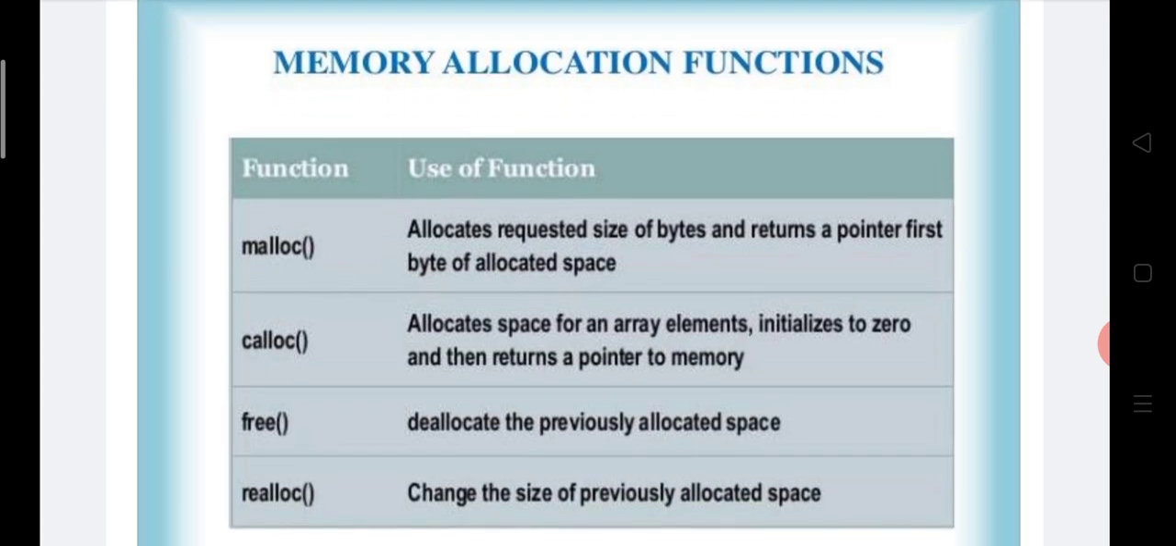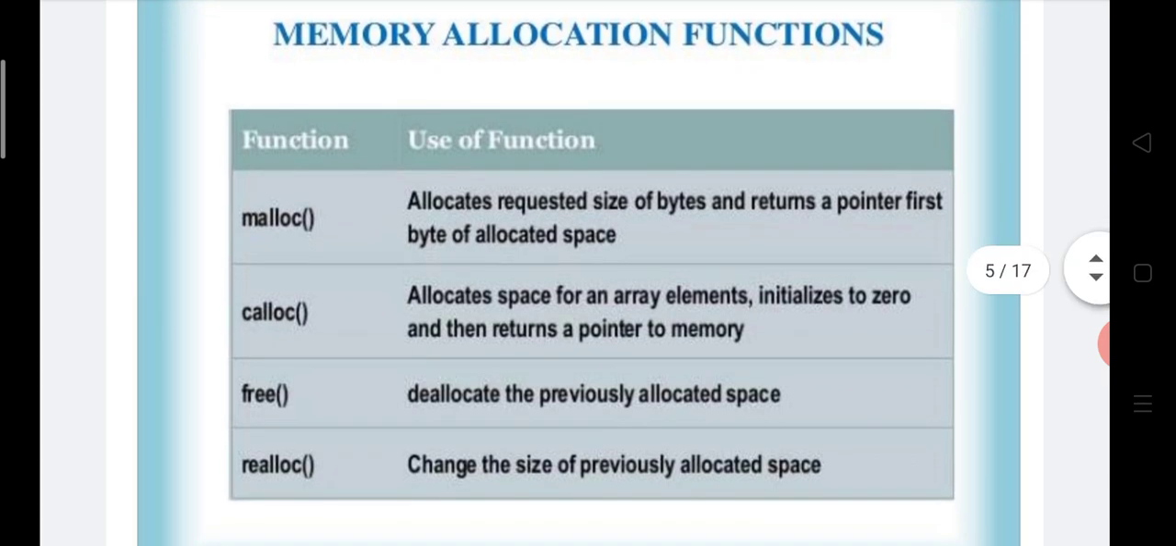Now we will see the memory allocation functions. This table contains a number of memory allocation functions which are already declared in the C library. The name of the first function is malloc, which allocates the requested size of bytes and returns a pointer to the first byte of the allocated space. The malloc function allocates a block of size bytes from the memory heap. It allows a program to allocate memory as it is needed and in the exact amount needed.